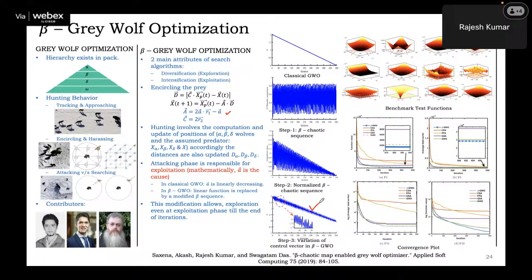This is the policy of movement. So what is the policy of movement? It is governed by this equation. The distance is calculated from omega to alpha, omega to beta, and omega to delta, and then the mean distance is taken, and omega moves according to that.